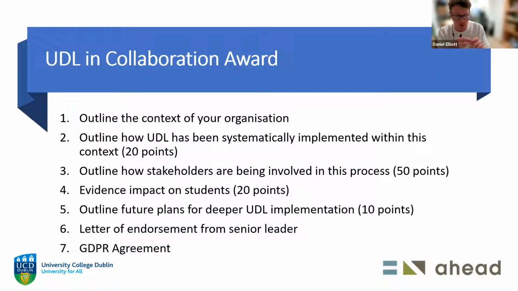The third criterion is outlining how stakeholders are being involved in this process. We've allocated 50 points to this part of the application because we feel that in many ways it will take the most work: getting buy-in and involvement, getting buy-in from leadership and colleagues right across organizations, working within different contexts within those organizations, and so on.